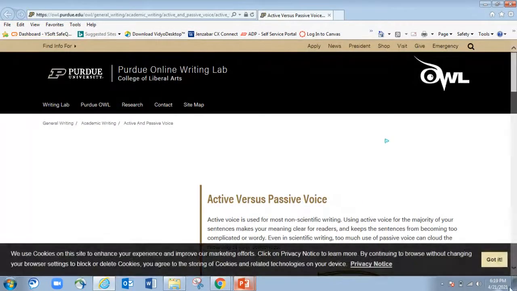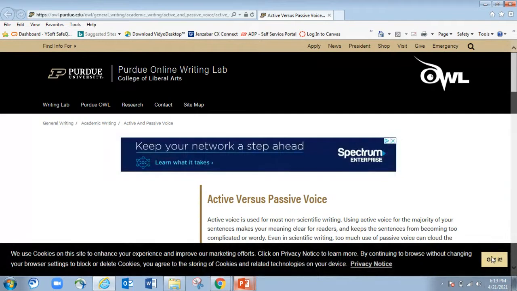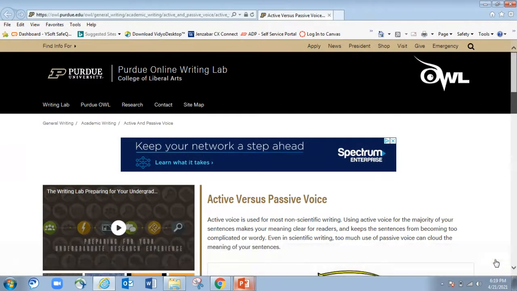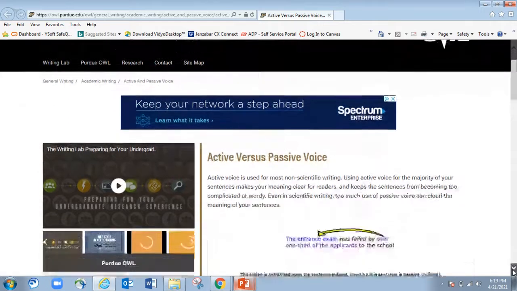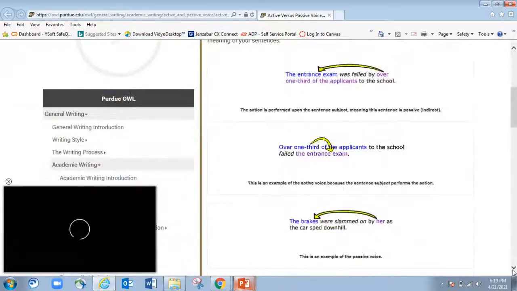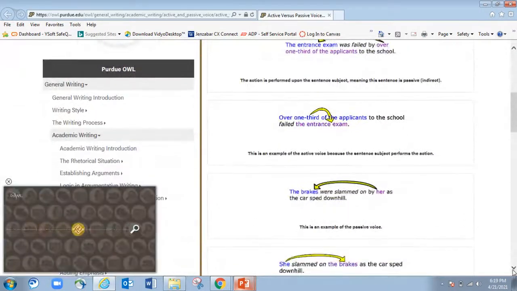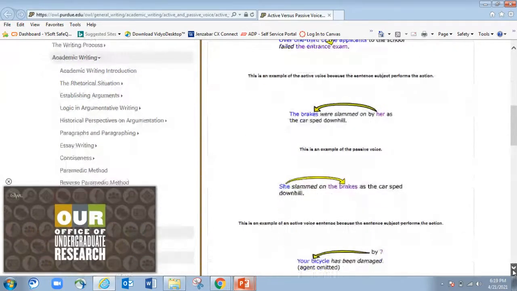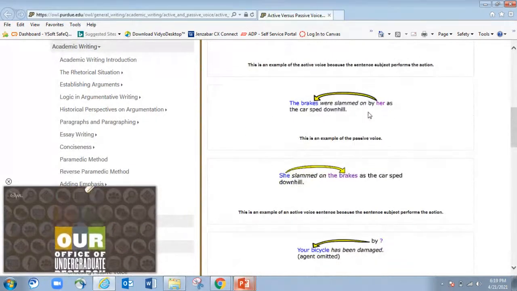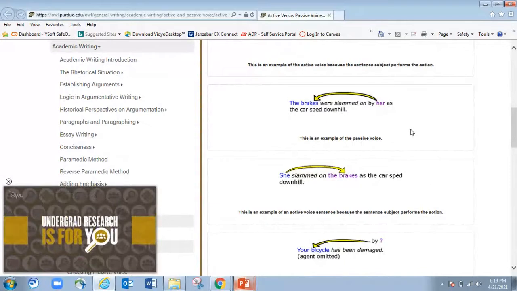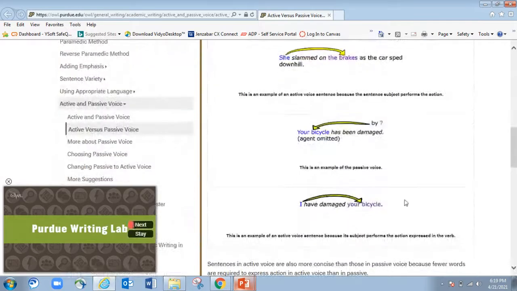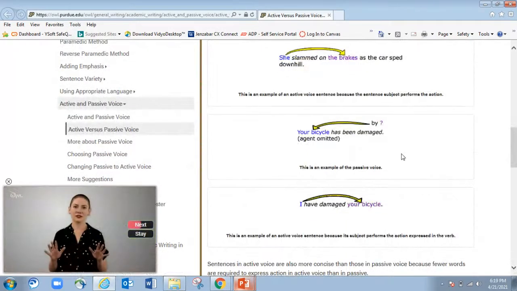customer. Here you have the Purdue OWL. I'm going to tell you that this is one of the best things you can use. The Purdue OWL gives you a lot of examples, and it's one of the best websites there is for English as a second language. Here you have, the brakes were slammed on by her. She slammed on the brakes. See? Doer, action; doer, action. Your bicycle has been damaged.